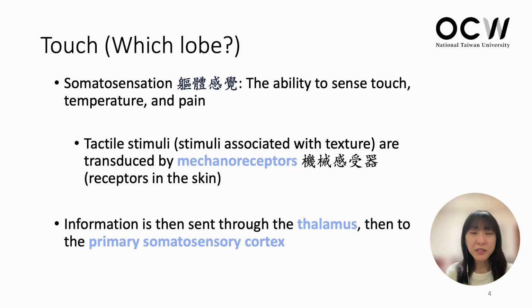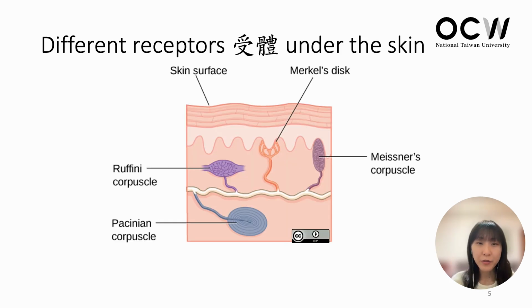So there are different receptors in charge of transducing different types of stimuli. For example, tactile stimuli are transduced by different receptors in the skin. Then information, which are signals, will be sent through the thalamus and then to the primary somatosensory cortex. This is a diagram showing that there are different types of receptors. Some receptors are for pain, and some will be for texture or different pressure.